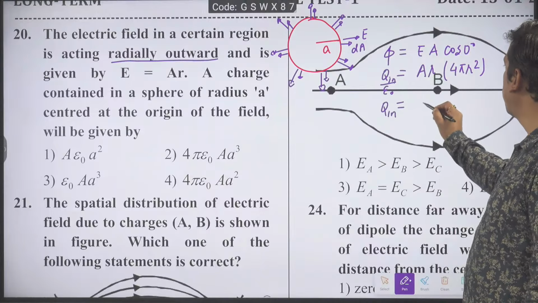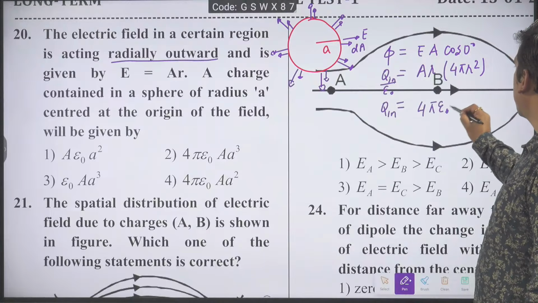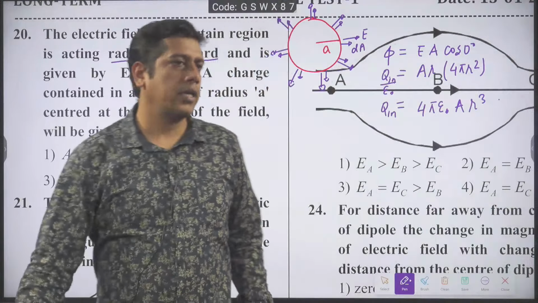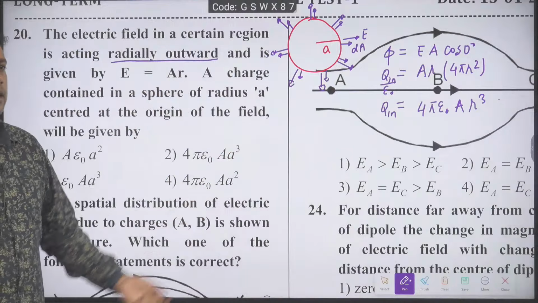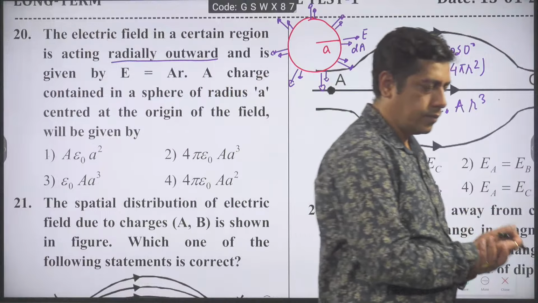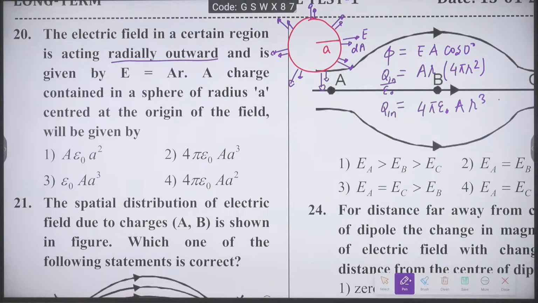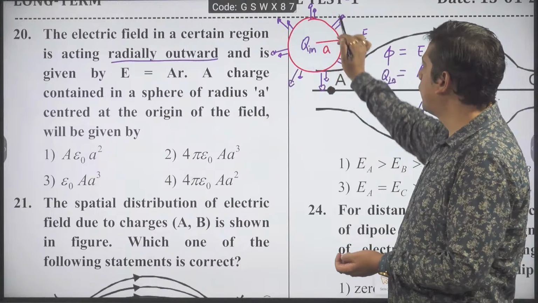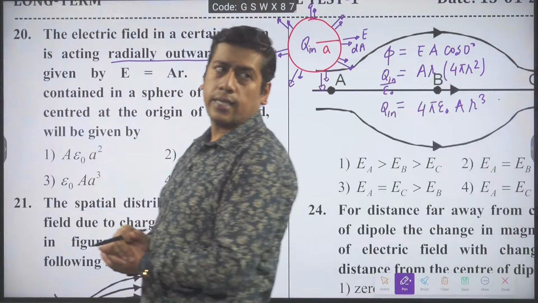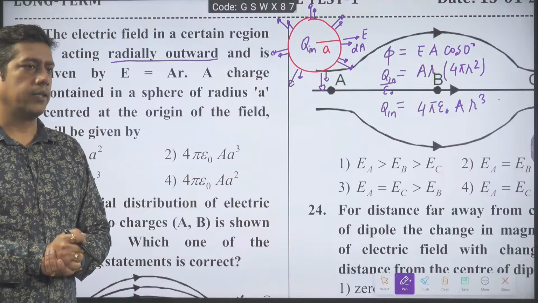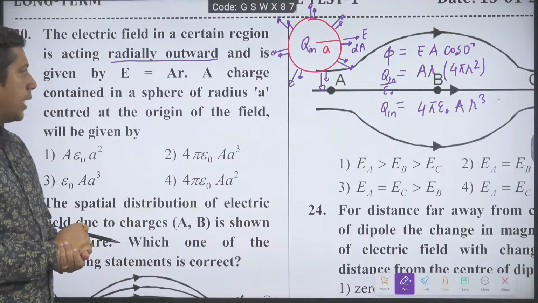So Q enclosed will become 4 pi epsilon naught A R cube. Putting the value of R equal to A, we will get option number 2. Because net flux through this sphere will be dependent on the charge enclosed, on how much charge is inside this sphere, right? And they're asking the same thing: how much charge is contained inside the sphere. Next question.